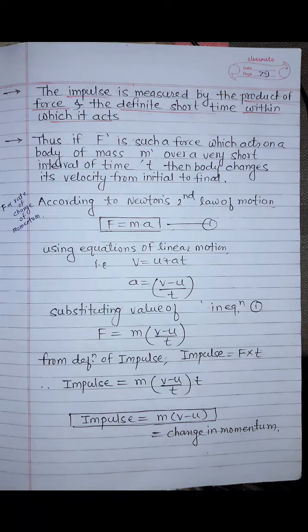If we multiply both sides by small t, then on the left hand side F into t is nothing but the impulse. So we can write impulse is equal to m into (v minus u upon t) into t. So the numerator t and denominator t get cancelled. So we will get the final equation: impulse is equal to m into (capital V minus small u), or we can write m v minus m u. It is nothing but the change in momentum, because momentum is nothing but mass into velocity.